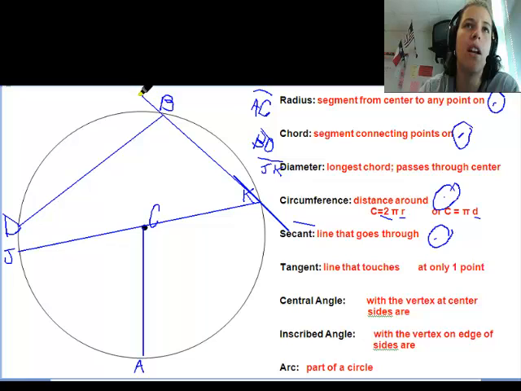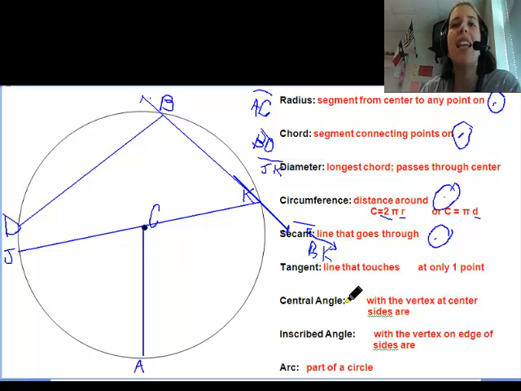And I'm going to go ahead and put the little arrows on here to show that it's a line and not a line segment. So part of that secant is a chord, the piece in the middle between B and K, but the whole thing itself is not. Okay, so my secant here is actually line BK. But we need to make sure we use the line.